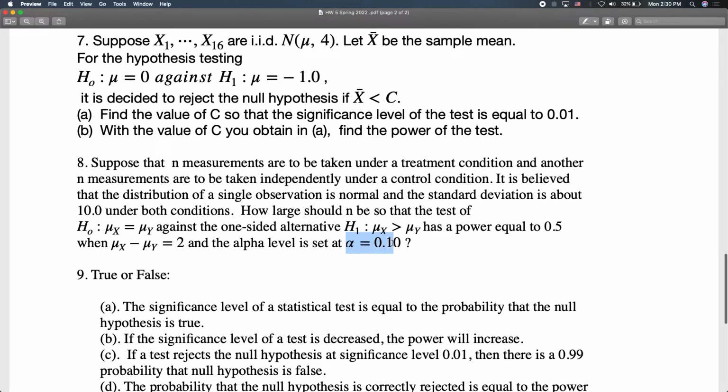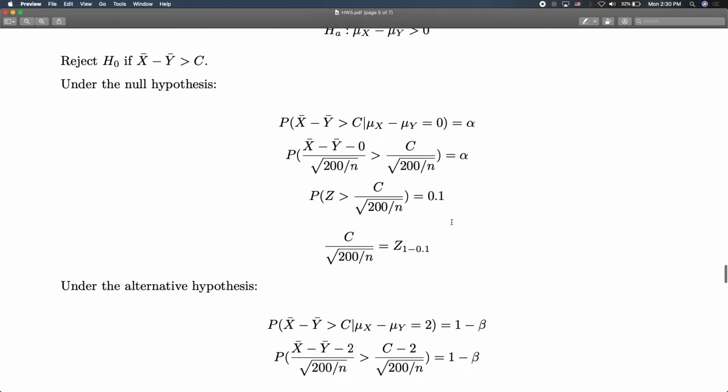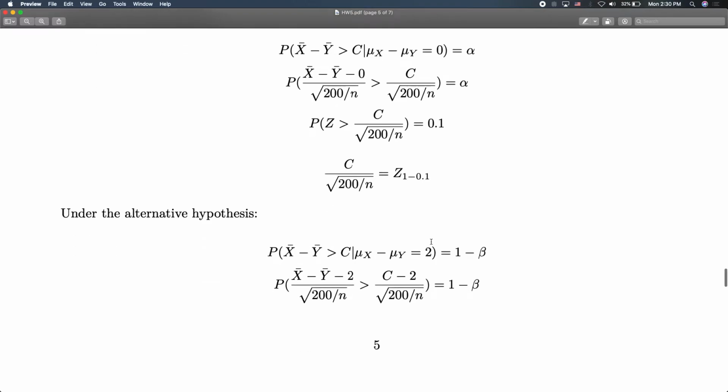Here we want to set alpha equal to 0.1, and then we have this relation. So this is the quantile such that under the standard normal distribution we have, I think, 0.9 area under the curve, because we have a greater-than sign here. So we have this equation as one piece of information for now.